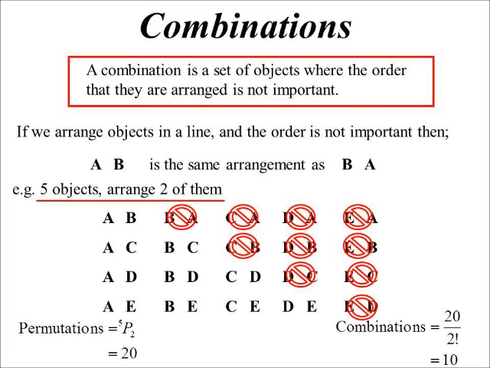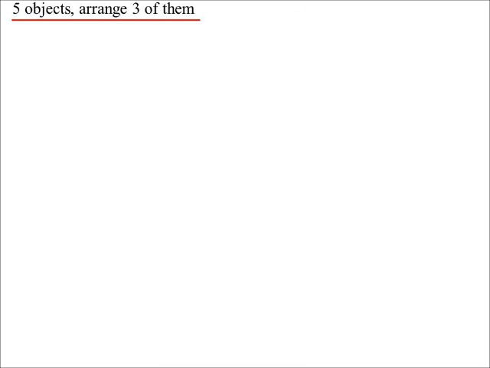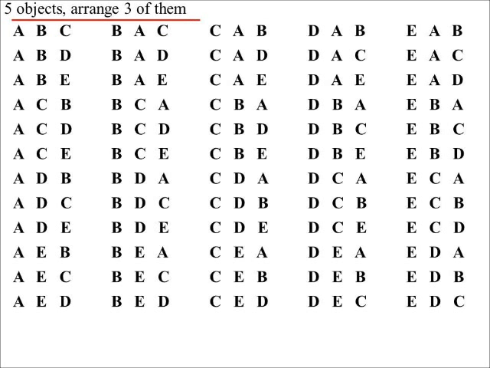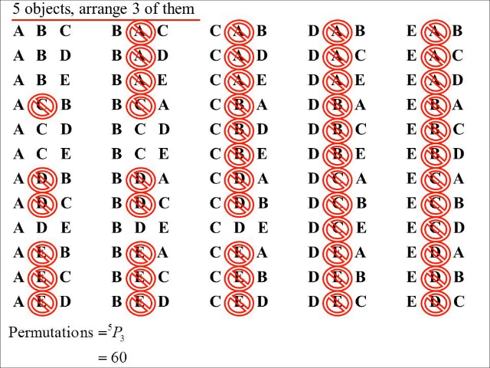Just to show you that idea works, well, 5 objects, arrange 3 of them. 5P3, that is 60. Now, if I get rid of all the double ups, we get left with 10 again. Because this time I'm dividing it by 3 factorial, the number of ways I could have arranged those 3 objects. And by coincidence, that also turns out to be 10.